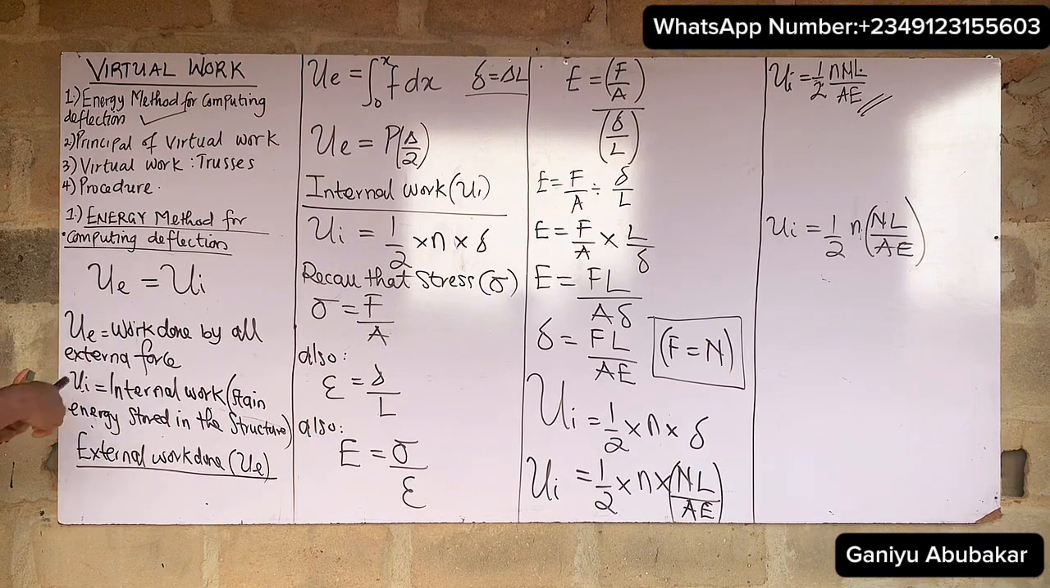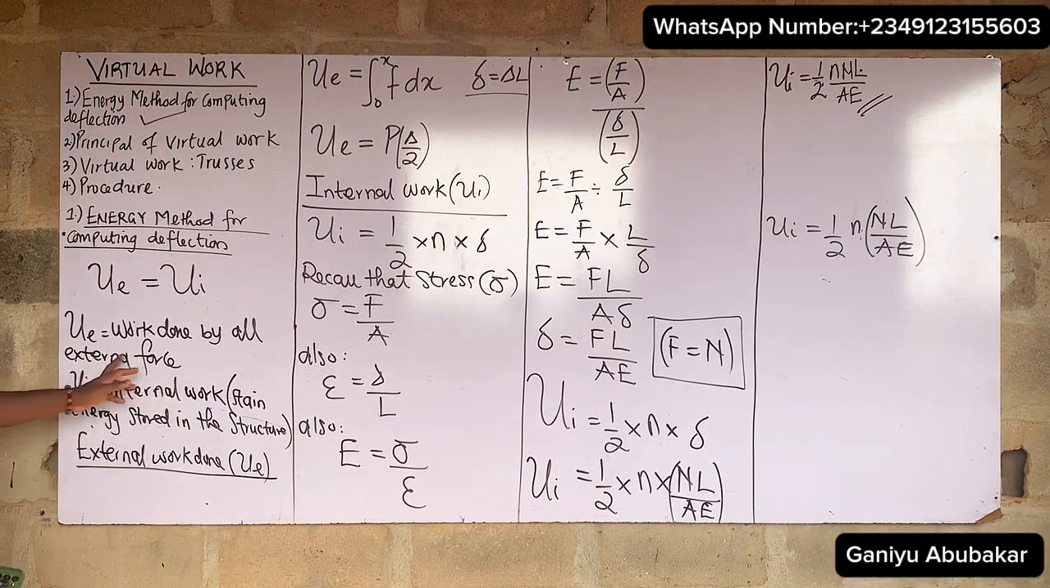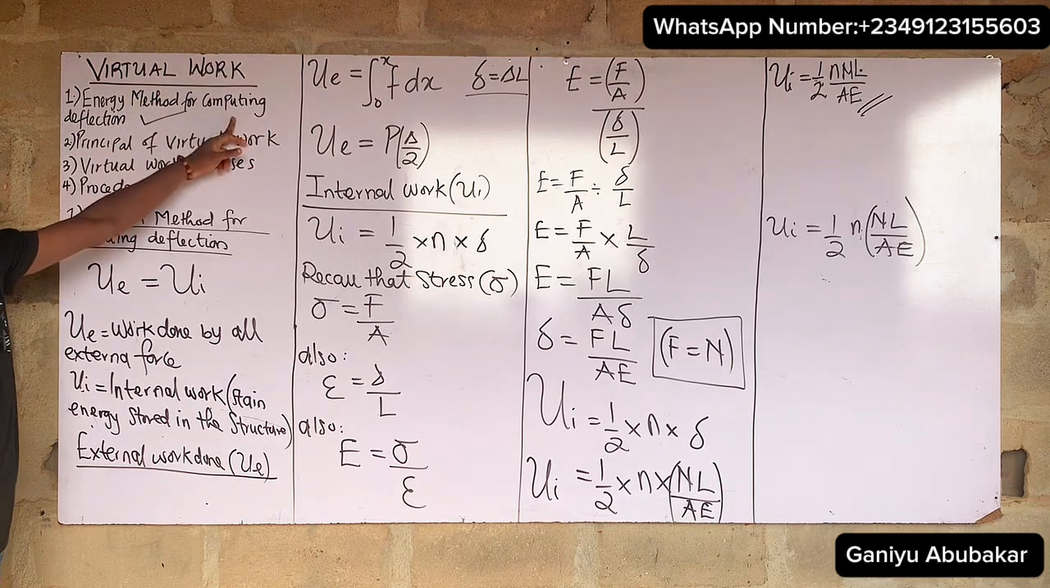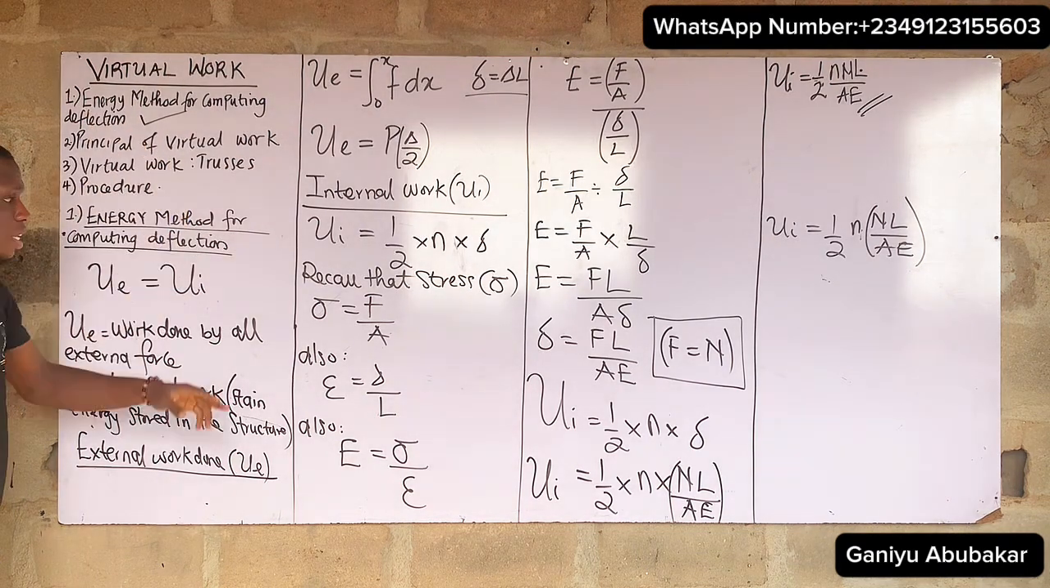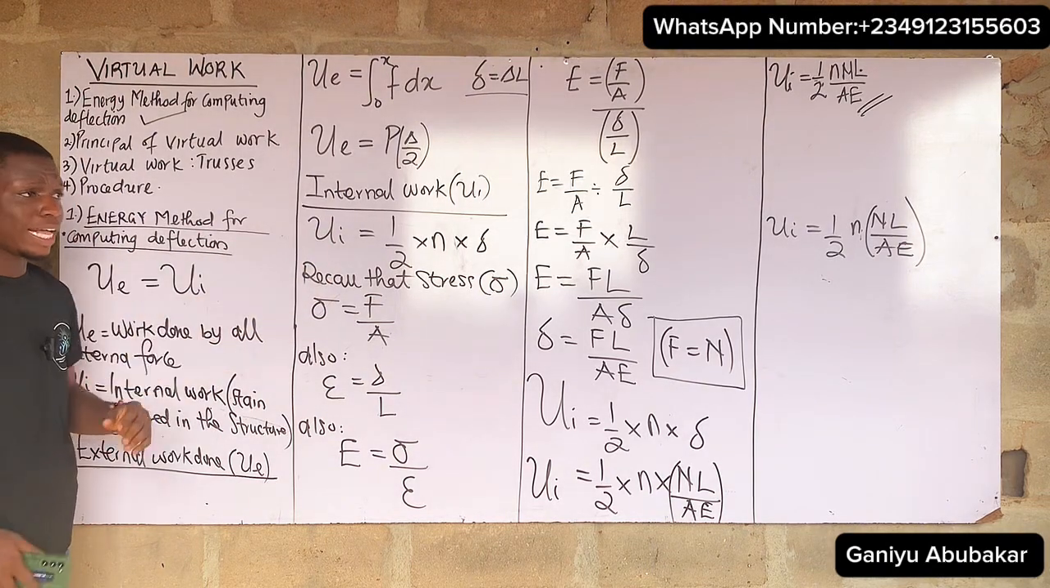So we have the work done by external force, and we also have the internal work, right? When it comes to energy method for computing deflection, there are two. The first one is UE. Second one is UI. And I've given you the expression here.